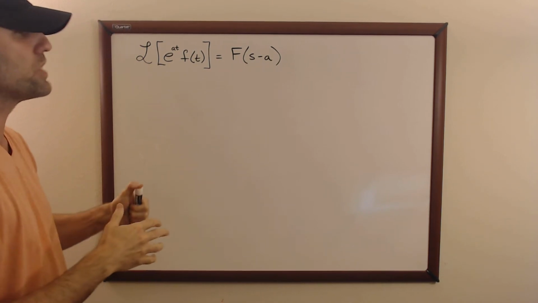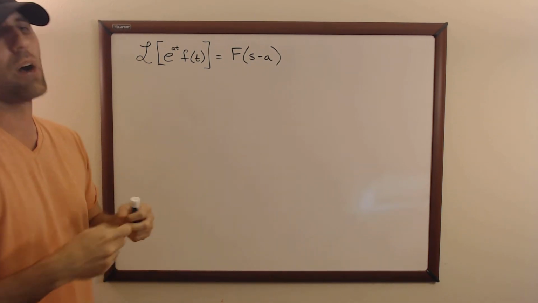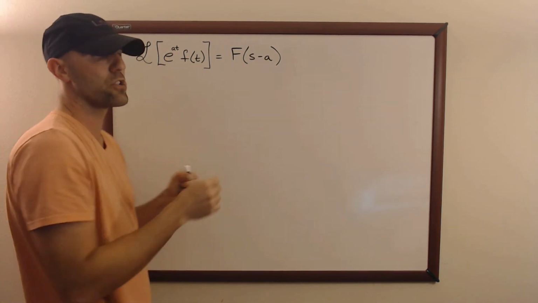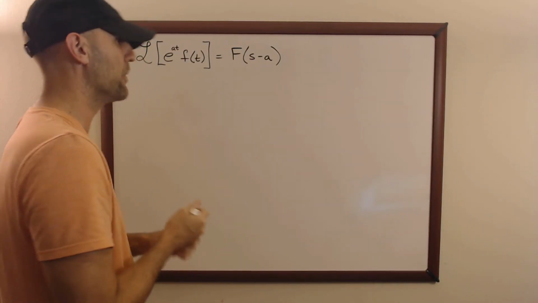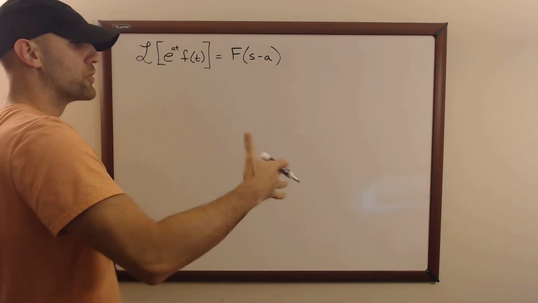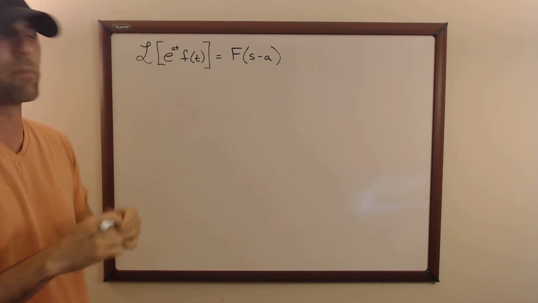So in order to use this, what we would like to do is find the Laplace transform of the secondary function and then shift that to the right a units. Okay, so let me do an example and then we'll come up with another list of formulas to replace the ones we learned in section 10.1.